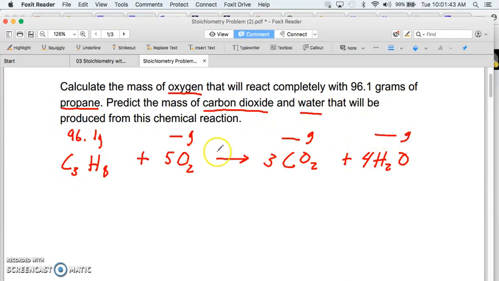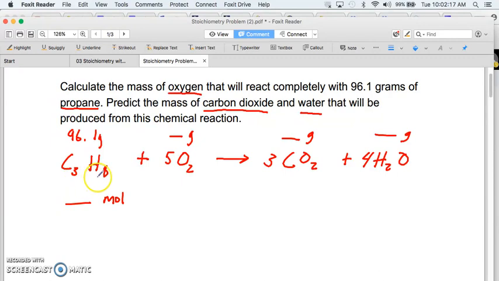All right, so step 2 in any stoichiometry problem is try to get everything in moles that you can. So obviously the only thing we can get into moles is this thing right now. So how many moles is 96.1 grams? You need to be thinking to yourself, what tool do I need to use to go from grams to moles? And the answer is the molecular weight. You need to know the molecular weight of propane. You know the molecular formula, so you know the molecular weight.